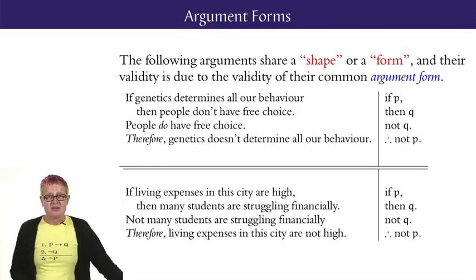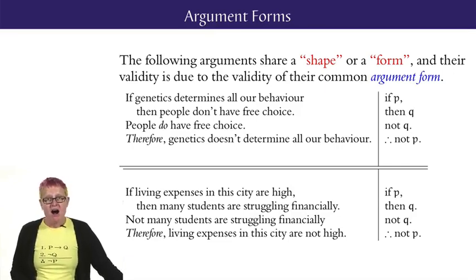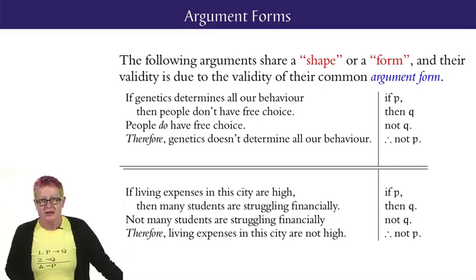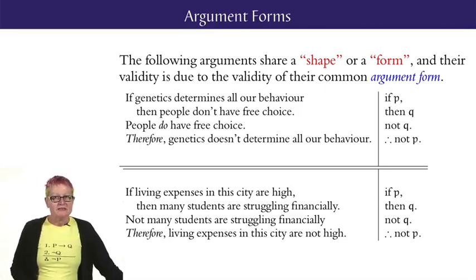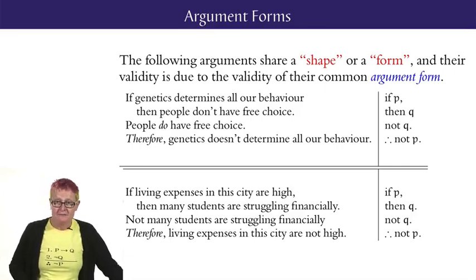For the second English language argument, the first premise is if living expenses in this city are high, then many students are struggling financially. And the second premise is not many students are struggling financially, while the conclusion is living expenses in this city are not high. The referent to this city for you should be wherever you are living and reading this. Since a great many cities around the world are expensive places to live, the first premise conditional is most likely going to be true wherever you are.